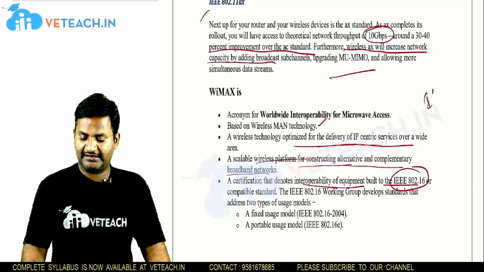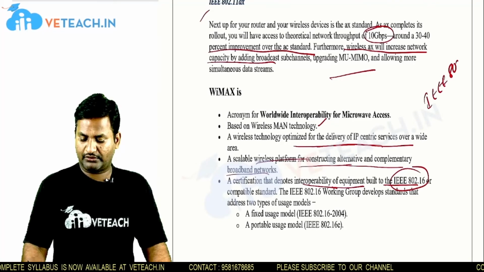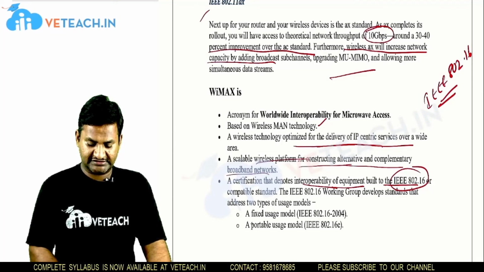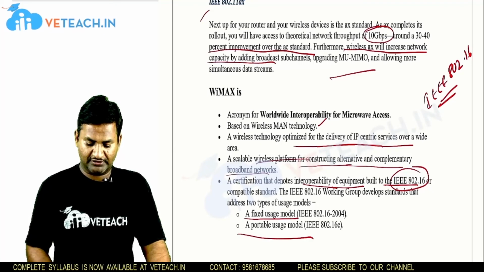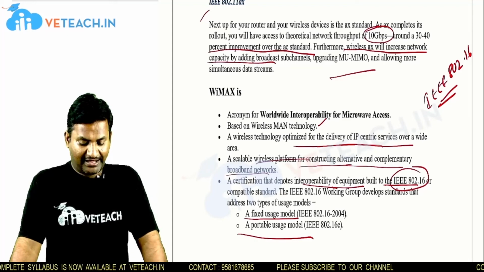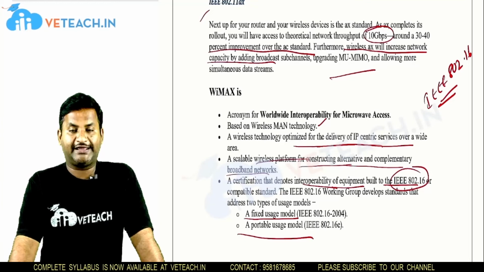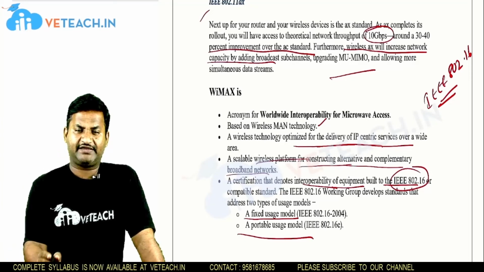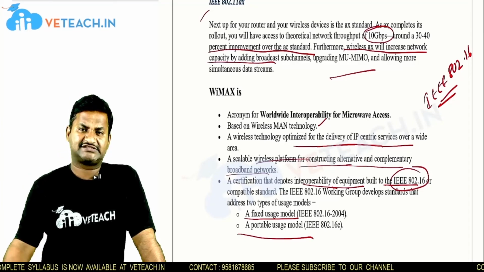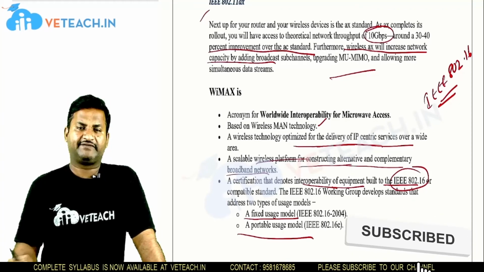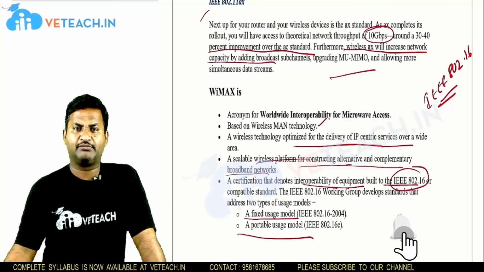This is IEEE 802.16. There are two types of models: a fixed usage model and a portable usage model. So this is WiMAX, Worldwide Interoperability for Microwave Access. The Wi-Fi protocol is different and WiMAX is different, but both are used to access the internet with a laptop or a mobile.